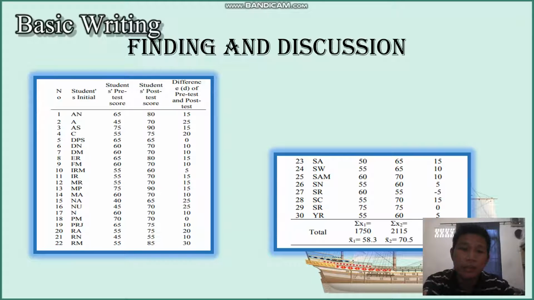The table shows the result scores of the pre-test and post-test and their differences. It can be interpreted that the highest score of the pre-test was 75 and the lowest score was 40. The total score of the pre-test session was 1,750 and the mean score was 58.3.